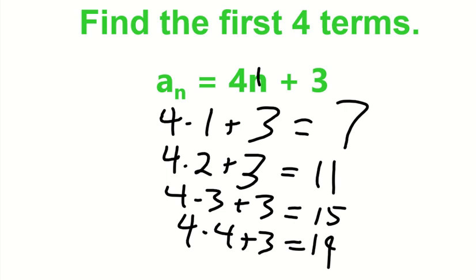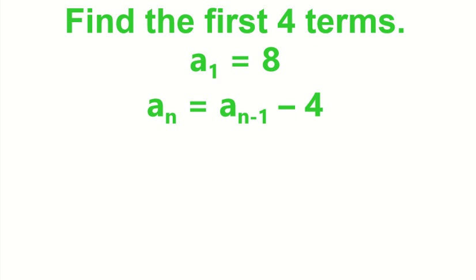With explicit, you just got to keep plugging them in. If it's recursive, then you got to keep using the previous one to kind of just follow the directions. Like so. First 4 terms for the recursive one. All right, who's got it?